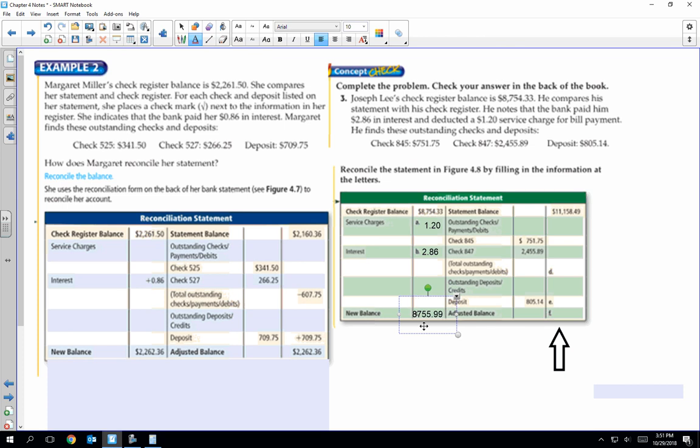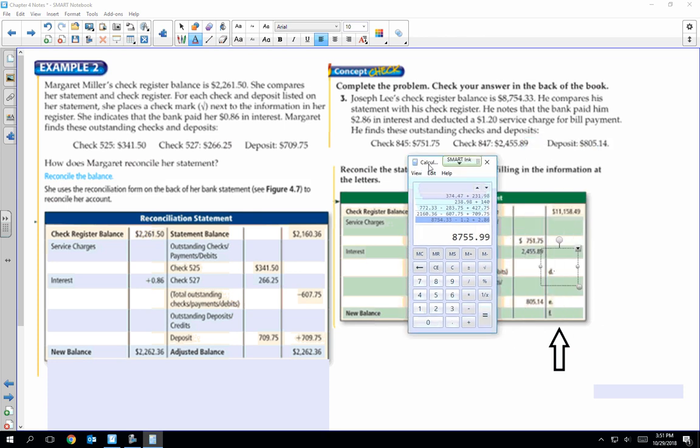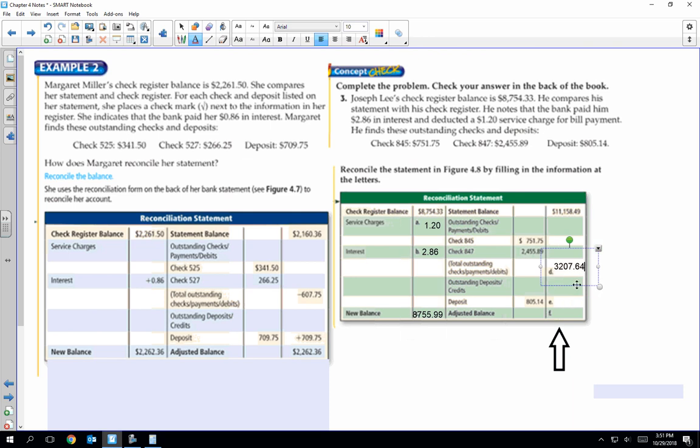Goes right there. Okay, and we're going to do something similar with this guy over here. We're going to total our outstanding checks and debits. So we're going to add in our checks, which is $751.75 plus $2,455.89. We get $3,207.64 as our total outstanding checks or payments.